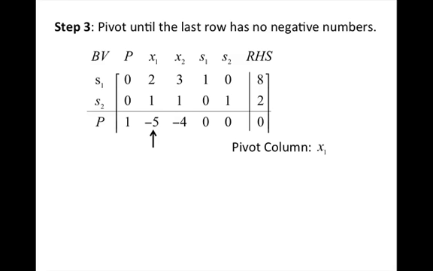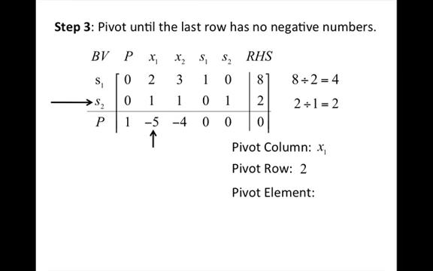Now to find the pivot row, I divide the right-hand side by the x1 column values. So 8 divided by 2 is 4, and 2 divided by 1 is 2. I use the smallest non-negative value. So the smallest non-negative value is a 2, so that means my pivot row is row 2. Well, the pivot element is the number that's in the pivot row and the pivot column, so this time it's the 1.